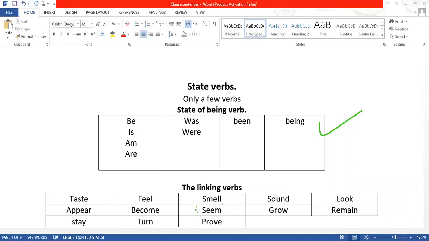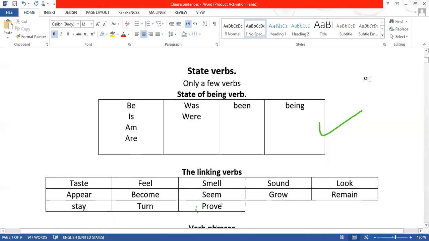Sir, are the phrasal verbs also stative verbs? Is that right, sir? Phrasal verbs, there are other phrasal verbs that are not stative verbs. No, not all phrasal verbs. Here, when we talked about this phrasal verb, that is different.